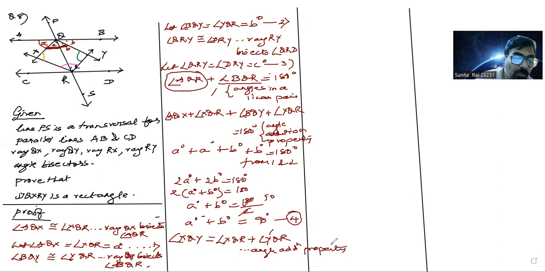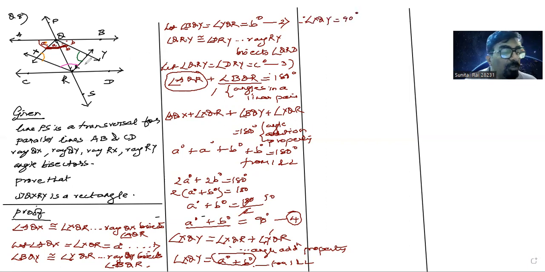Now what will happen? You can see angle XQY. Therefore, angle XQY is equal to A degrees plus B degrees. You can see these angles are A degrees and B degrees from 1 and 2. And in statement number 4, A degrees plus B degrees is 90. So can I say, therefore, angle XQY is equal to 90 degrees.